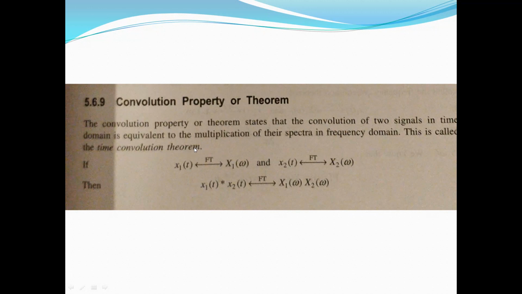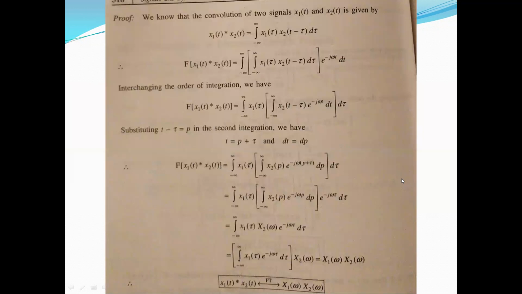Mathematically, we can say if x1 of t has Fourier transform X1 of omega, and x2 of t has Fourier transform X2 of omega, then their convolution, x1 star x2, where the star symbol is for convolution, has a Fourier transform that is the multiplication of their spectra in the frequency domain, that is X1 omega into X2 omega. So let us go to the proof of the given theorem.